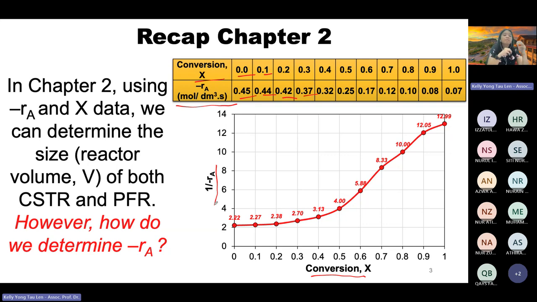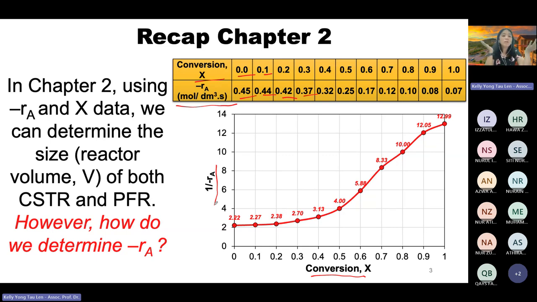For each reaction, regardless of whatever reaction, whether one reactant or two reactants, there will be one reactant that we call A, which is the basis of calculation. For each conversion, someone has determined the rate of disappearance of A, meaning how much concentration of A disappears for every unit time. Let's say it is 10 mole per dm cube second, meaning for every second, 10 mole per dm cube of A will be lost if the minus RA is that value.